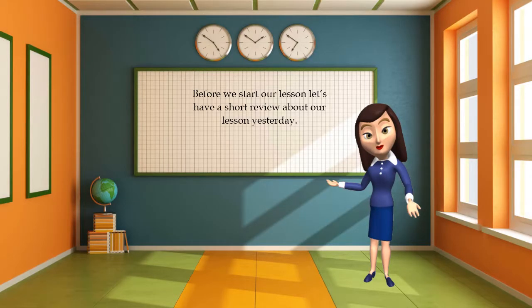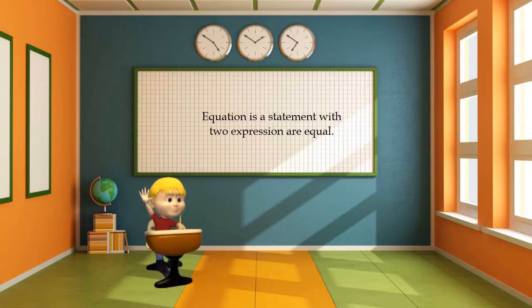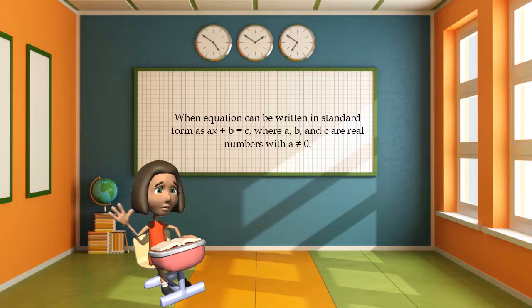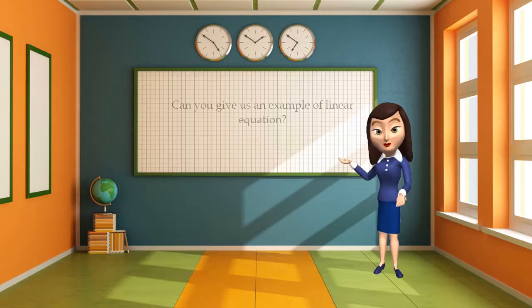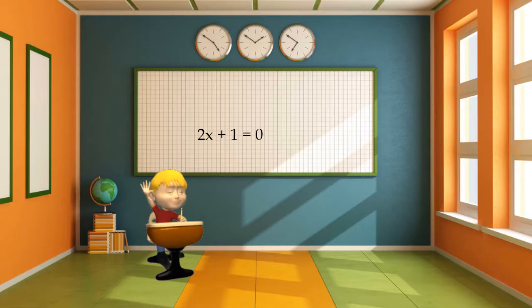Before we start our lesson, let's have a short review about our lesson yesterday. What is an equation? An equation is a statement with two expressions that are equal. What about the linear equation? An equation that can be written in standard form as ax plus b equals c, where a, b, and c are real numbers, with a not equal to 0. Can you give us an example of a linear equation? 2x plus 1 equals 0.